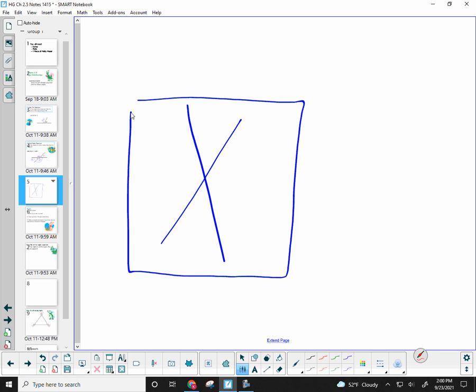After you have that done, I want you to number your angles 1, 2, 3, and 4 so that angles 1 and 3 are vertical and 2 and 4 are vertical. So kind of like in a circle. Everybody good there?